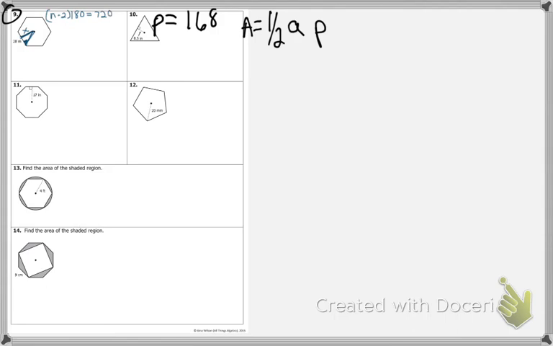$720. And if I want to know one full angle, 720 divided by 6, and you get 120. And if I want to know that little bitty one, it's going to be 120 divided by 2. It's 60.